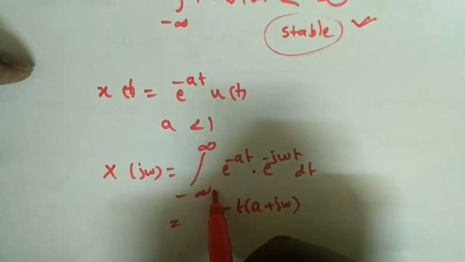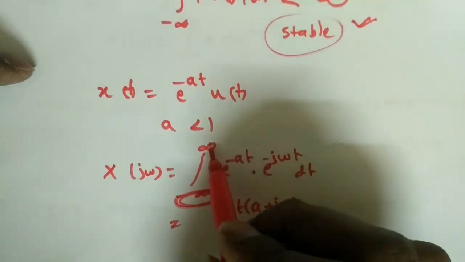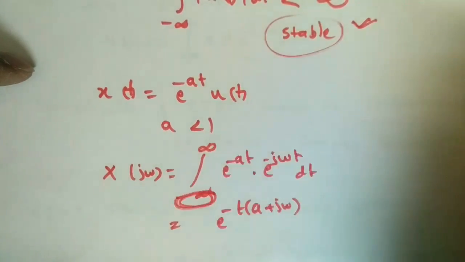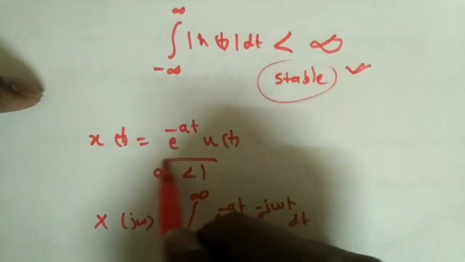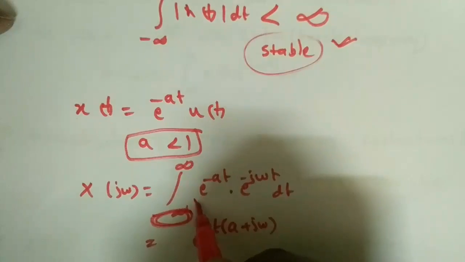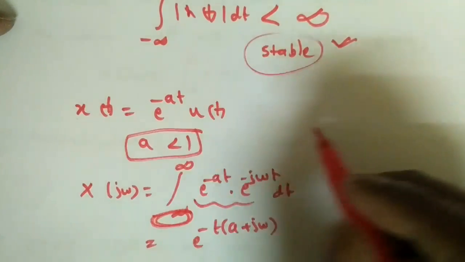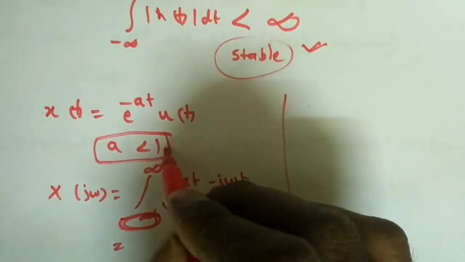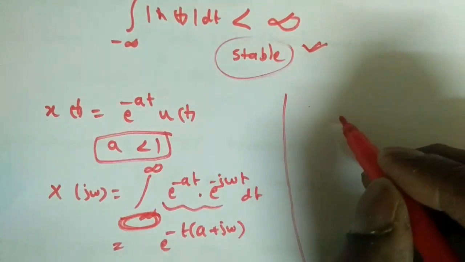See, this is u of t, right? The lower limit gives 0. Now when I substitute infinity, it should be e power minus infinity; then only it will converge. Otherwise, it will diverge. That's why we should take a appropriately, so that it is a bounded signal. But in the Laplace transform, there is no constraint about this a, right?